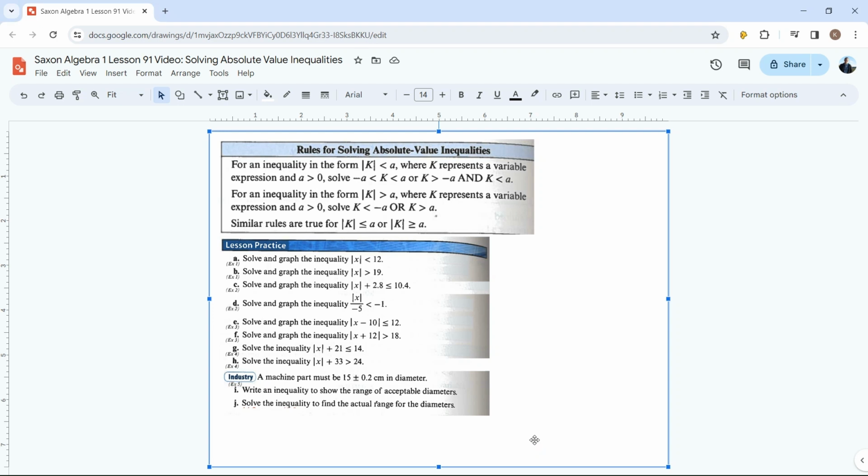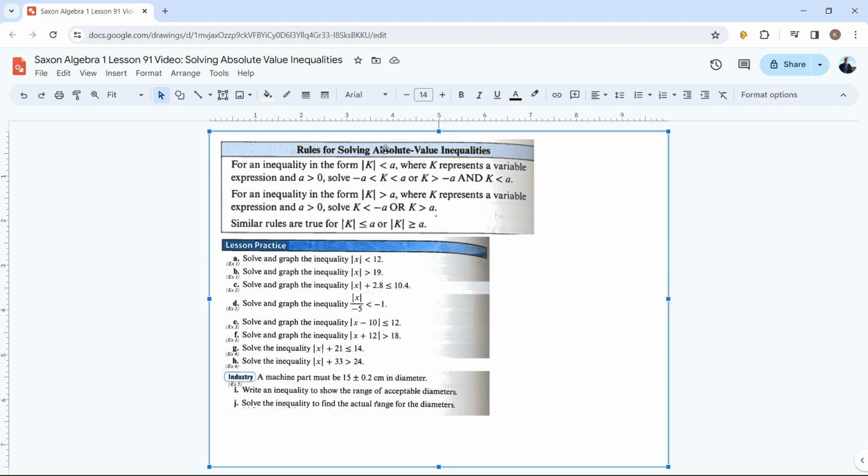Hey, algebra students. In this video, we're going to be talking about solving absolute value inequalities. Now, we're going to see that these problems are a little bit like absolute value problems. They're just like inequality problems, okay? So we're going to be using less than and greater than. But there's going to be some extra rules that we have to keep track of as we do these.